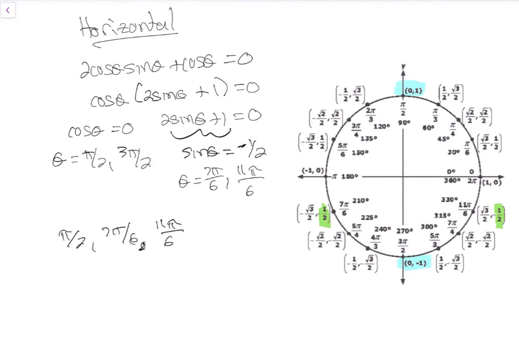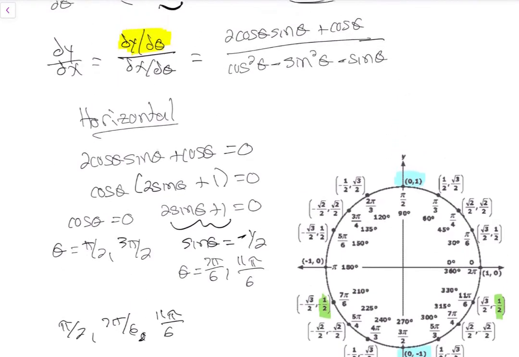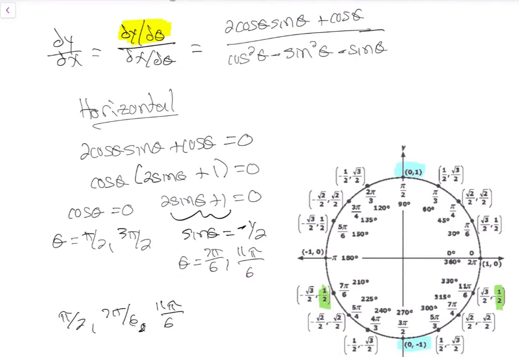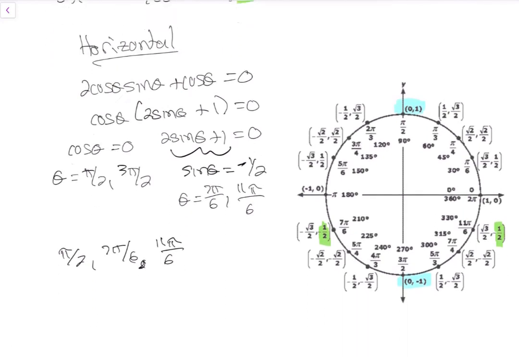Now remember, the vertical tangents are going to come from division by 0, so let me scroll back up and look at my derivative. So I'm looking at where I'm going to have division by 0. So I'm going to set cosine squared minus sine squared minus sine equal to 0. Now this is a little trickier of an equation to solve here. I don't have anything that can factor, but an identity does come to mind.